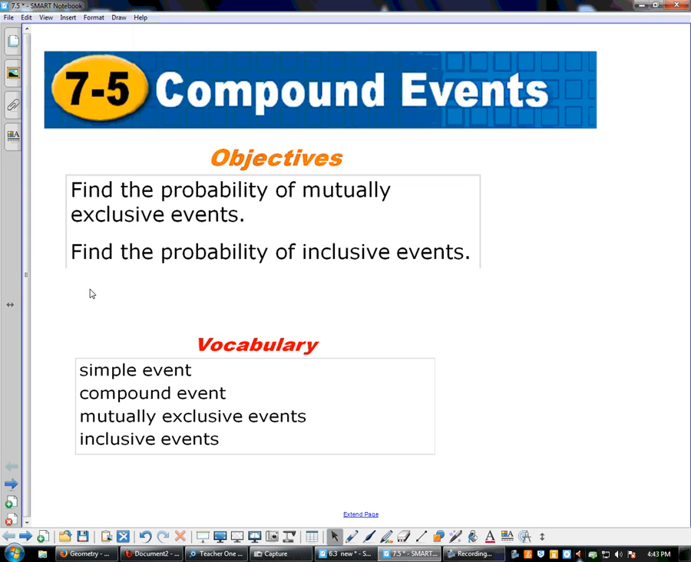We are looking at section 7.5, compound events. The objectives in this section are to find the probability of mutually exclusive events and to find the probability of inclusive events. And your vocabulary: simple event, compound event, mutually exclusive event, and inclusive events.